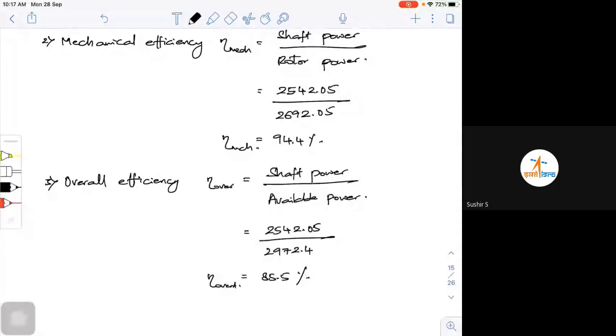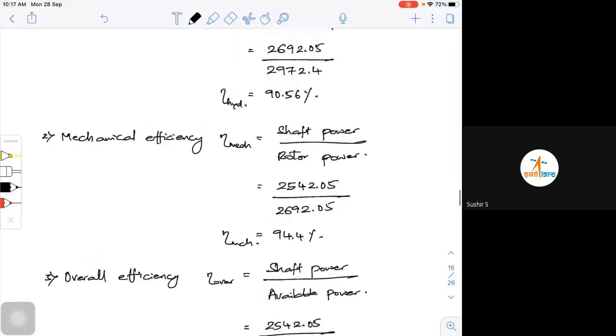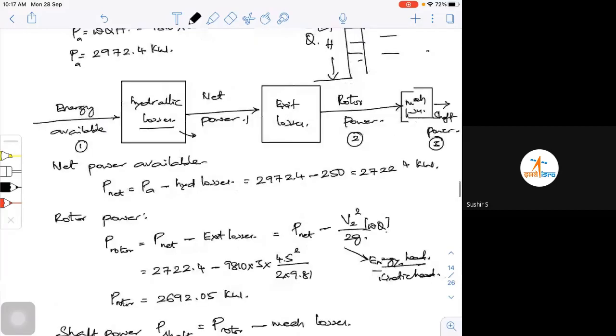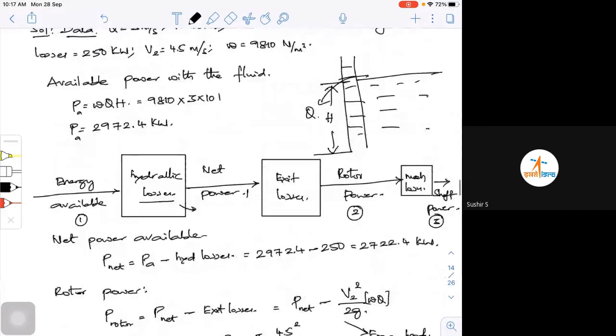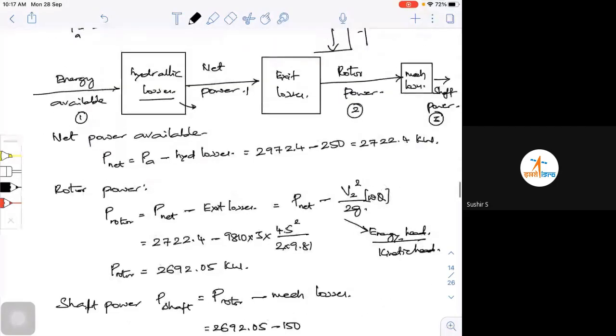Sir, can you go to that rotor power, sir, the kinetic head? Omega? Sir, here when you substitute the values, we're getting this one as negative. Which one, sir? I guess it is 9.81, sir. If you substitute 9.81, we're getting the value as 2692. Yes, 9.81 only.